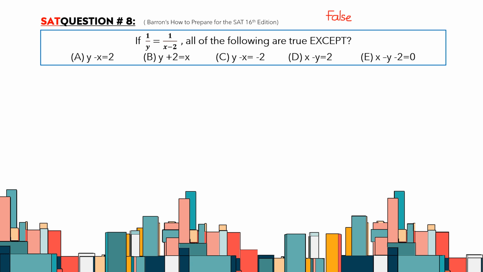So we noted that 1 over y equals 1 over x minus 2. The two fractions, one on the left hand side and another one on the right hand side, have the same numerators. And they are equal, so it means y has to be equal to x minus 2.